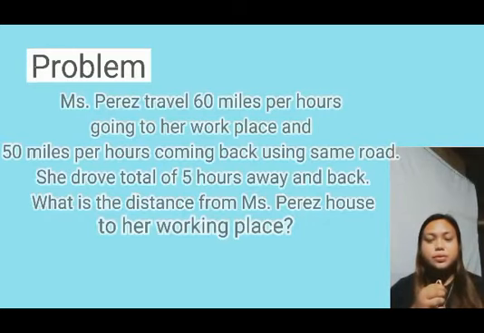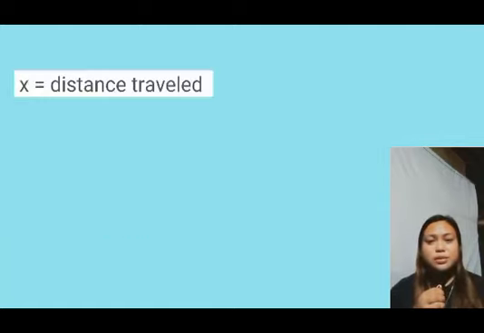Mr. Perez traveled 60 miles per hour going to her workplace and 50 miles per hour coming back using the same road. She drove a total of 5 hours away and back. What is the distance from Mr. Perez's house to her workplace? So we will use the distance formula. So let x be the distance traveled to the work.